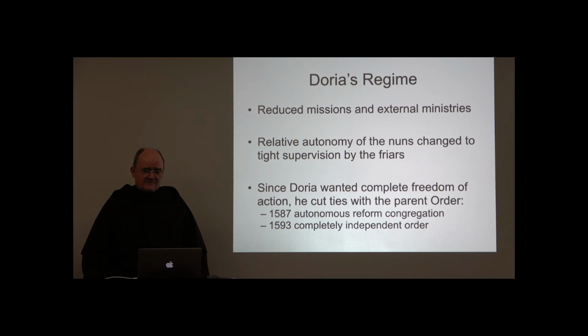And since Doria, being a considerable micromanager, wanted complete control over the Discalced reform, he started moving toward a complete separation of the reform from the parent order. He lobbied heavily to the Pope to allow them to have a Reformed congregation that was autonomous within the Carmelite family, this in 1587, and that was granted. Remember, this is Rossi's worst nightmare. And by 1593, he pushed for a complete break and an independent order, and that was also approved and granted.